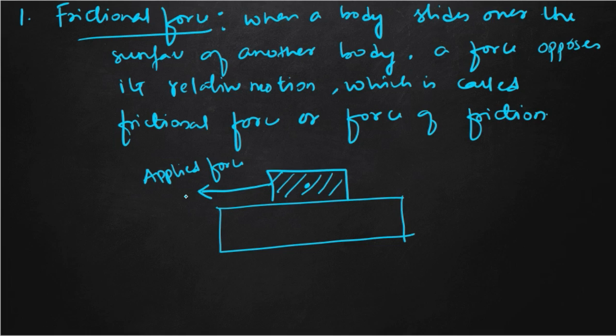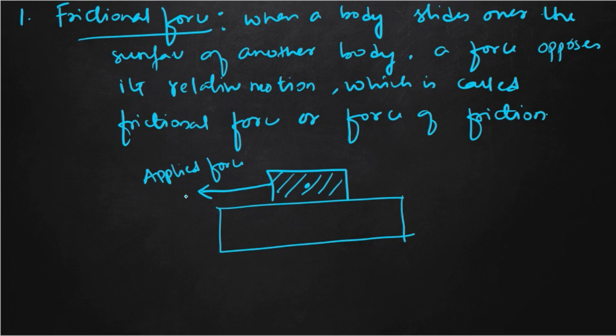So if we apply a force on this block, it will move towards the left direction. And at the same time, a frictional force will also act. Suppose we are applying force, pushing it or pulling it, and the wooden block will slide. If we release the force, then obviously the block will stop, it will not move. That means some force is acting on the wooden block, and that opposes the motion. So that is our frictional force.